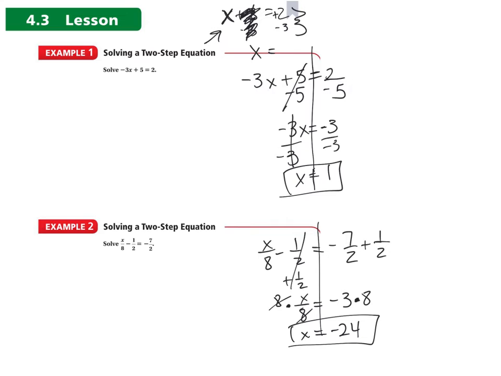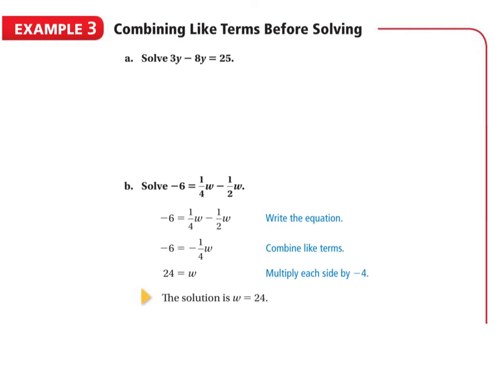So one step at a time, but we're going to have two steps here. This one's a little different two-step equation because we have to do something first. If you notice, we have multiple y's. So we have 3y minus 8y equal to 25. Rewriting the equation, draw the line.